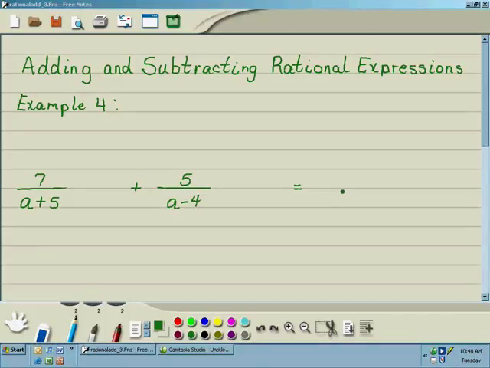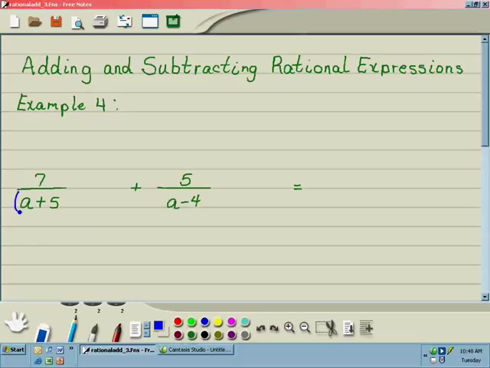Adding and subtracting rational expressions. Example 4. In this example, we have 7 over a plus 5 plus 5 over a minus 4. In this example, we have different denominators. When we have unlike denominators, our first step is to factor the denominators.